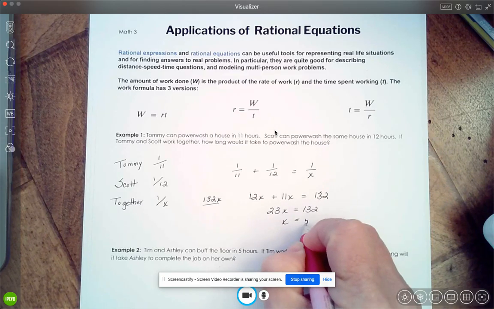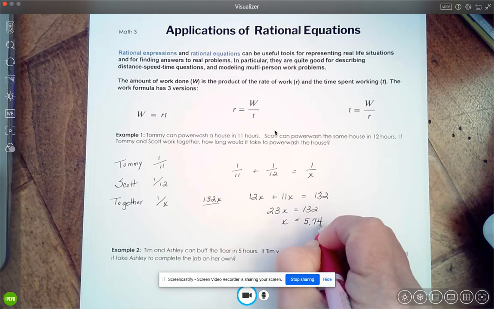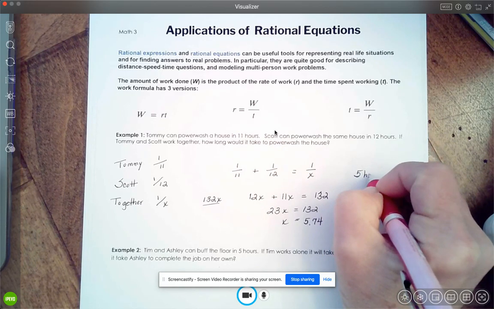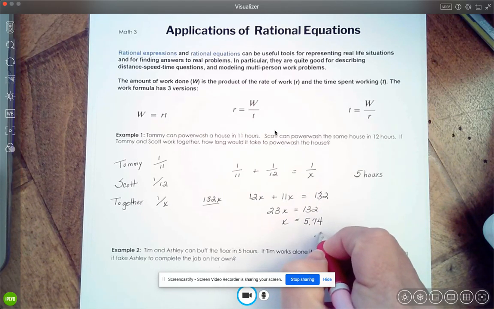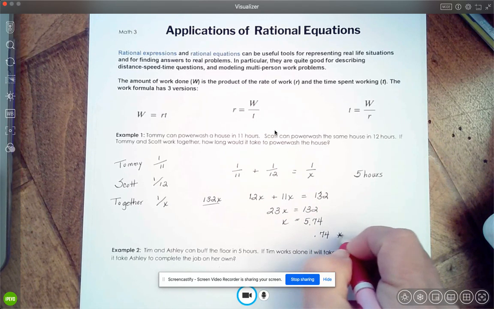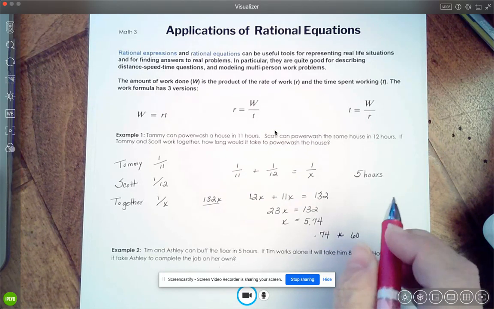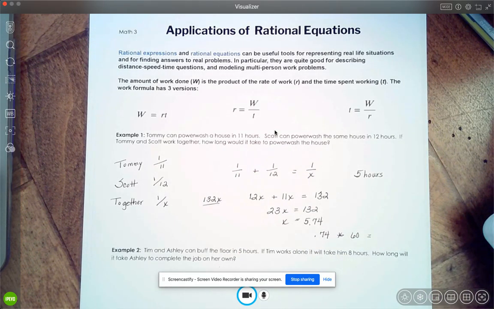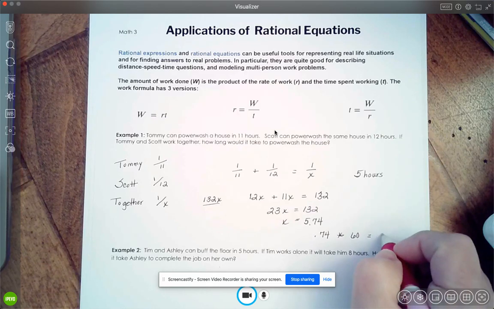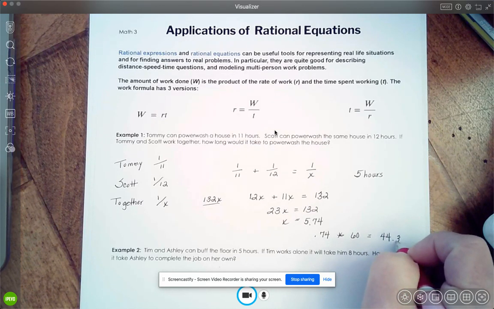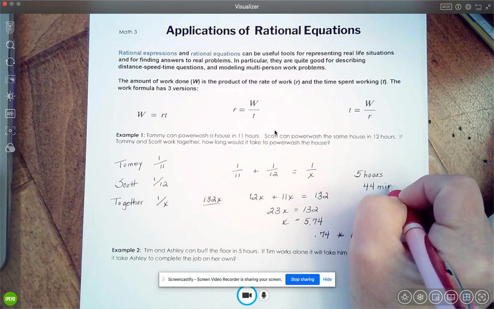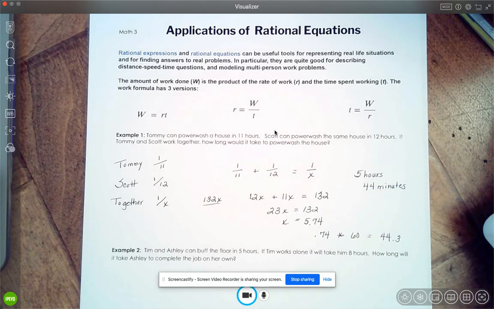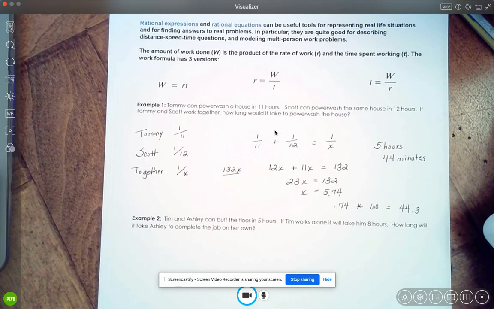5.739. So 5.74, which is 5 hours. And if you don't understand this at this point, you can say 0.74 times 60 minutes in 1 hour, and you're going to get 44.347. So 5 hours and 44 minutes. Right? So that's working together.